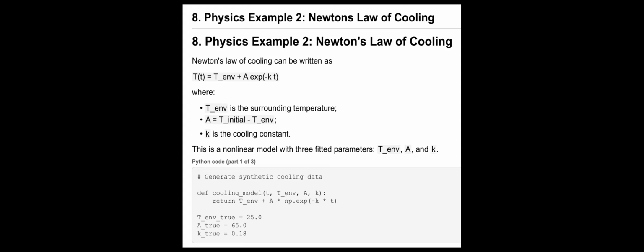Let us move to a second example: Newton's law of cooling. This model has 3 parameters: the surrounding environment temperature, the initial temperature difference A, and the cooling constant K. This is a classic nonlinear relationship found in thermodynamics.